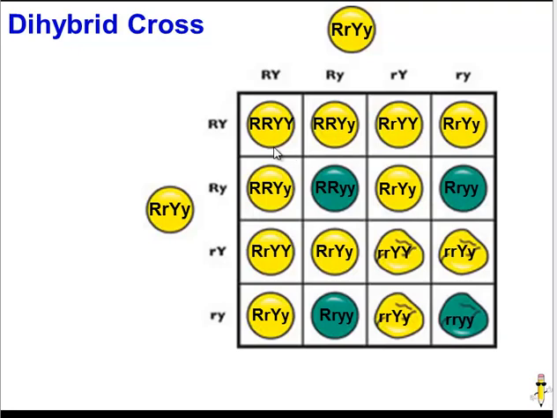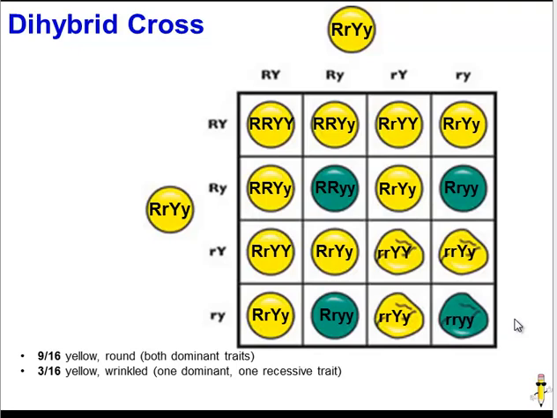And if we start counting up for phenotype, we would see that 9 of them end up being the yellow and the round shape. 3 of them right here end up being yellow but wrinkled. 3 of them end up being round but green. And then this one right here has both recessive traits. It's green and it's wrinkled. And that's where Mendel found that 9:3:3:1 ratio.